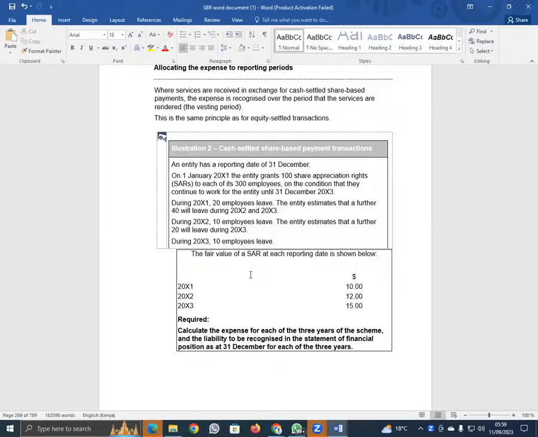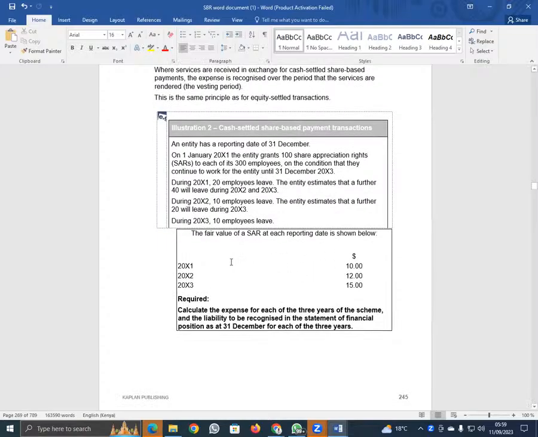Then they are telling us, ladies and gentlemen, the fair value of the SAR at each reporting date is shown below. So we have 2021, 2022, 2023. So they want us to calculate the expense for each of the 3 years of the scheme and the liability to be recognized in the statement of financial position as at 31st December for each of the 3 years. So basically they want those extracts.